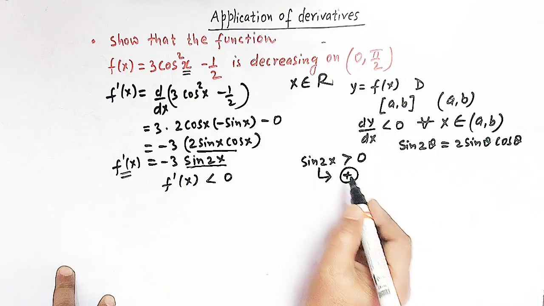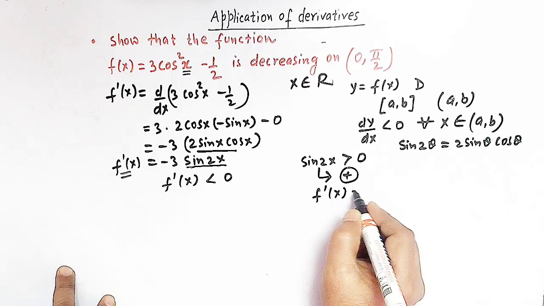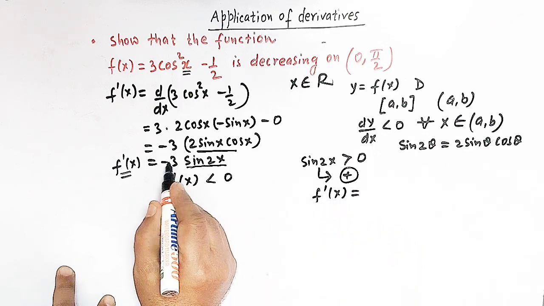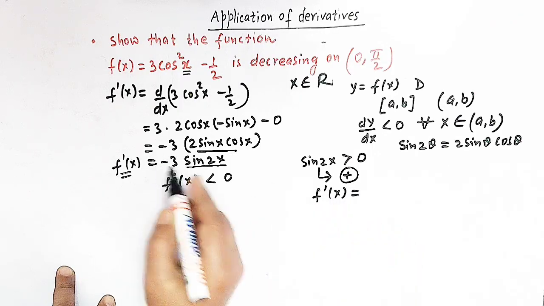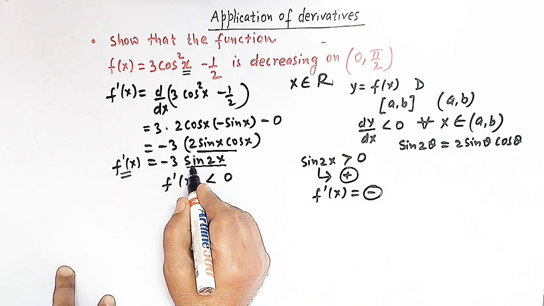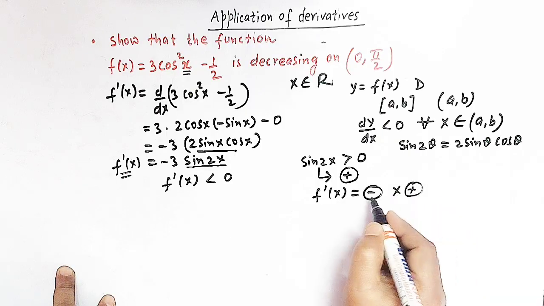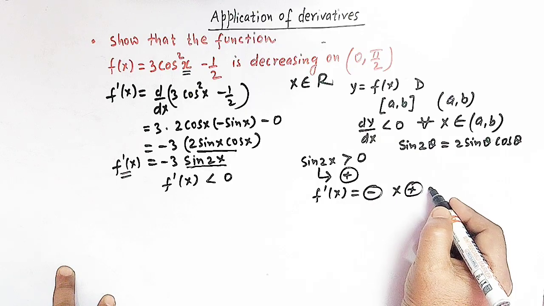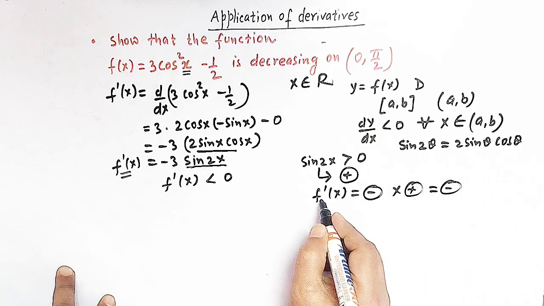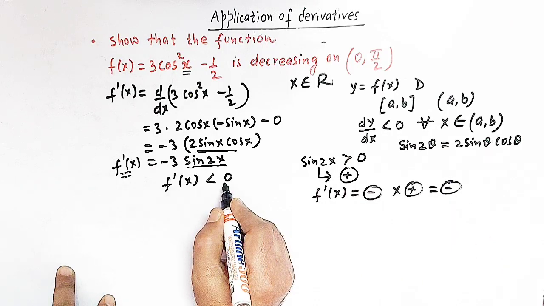Because when sine 2x is positive, then f prime of x is given by minus 3 times something positive. So here we are considering only the sign. We have the negative sign, and if sine 2x is positive, then the product of negative and positive is negative. So in that case only, f prime of x is less than 0.